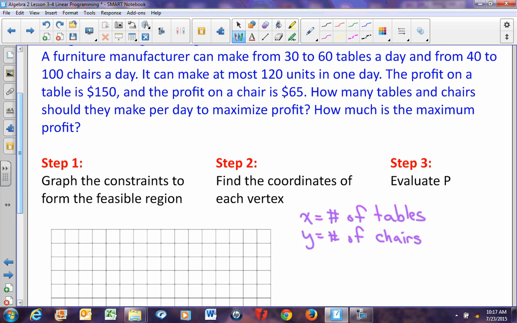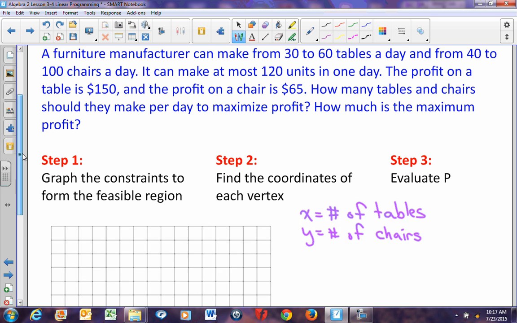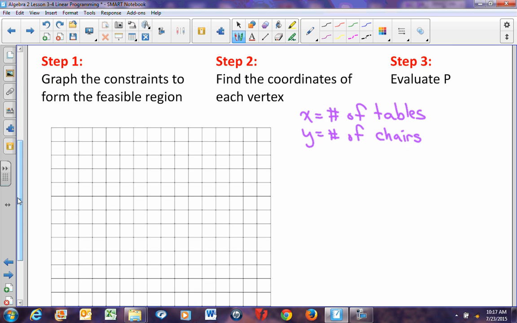X equals number of tables, y equals number of chairs. They can manufacture from 30 to 60 tables a day. Okay, so now I've got to figure out my constraints.